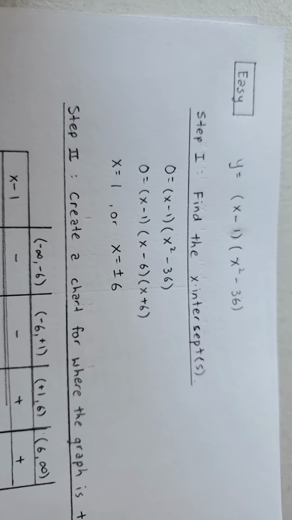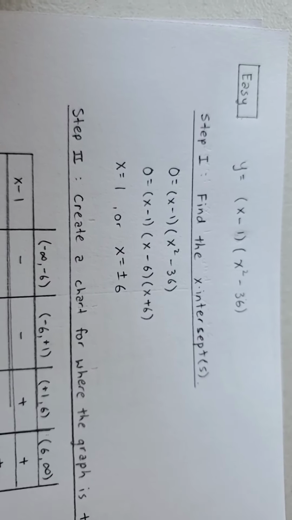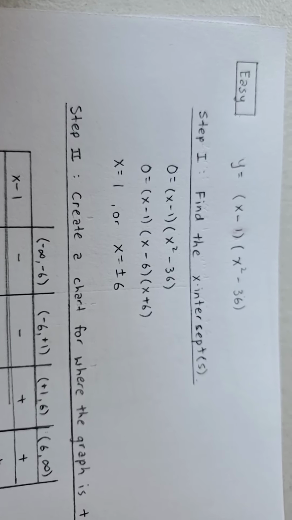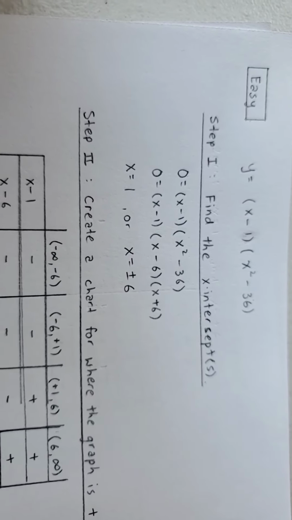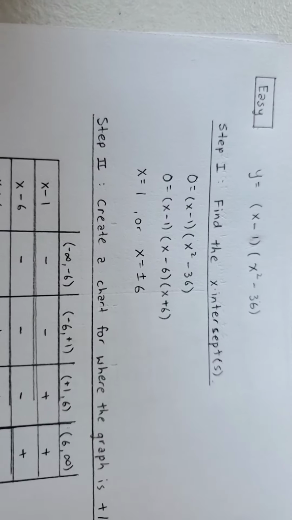So here's our first example. What I want to do is graph something like this, where y is equal to (x minus 1) times (x squared minus 36). Like I said, it's just on factoring polynomials, so nothing too difficult.